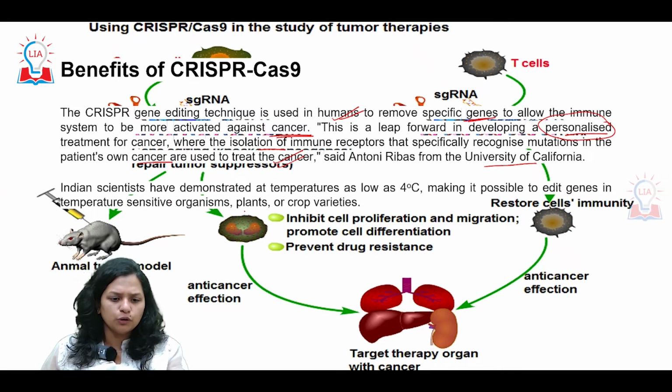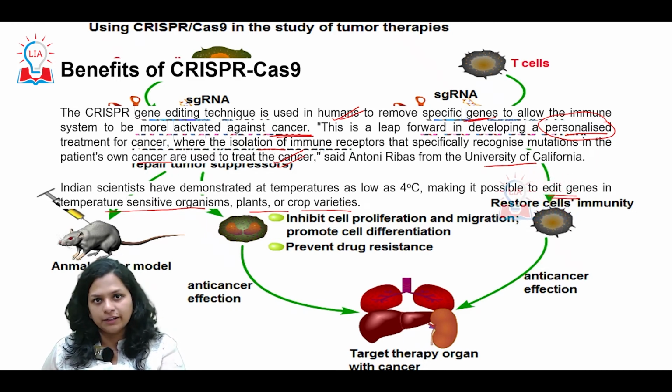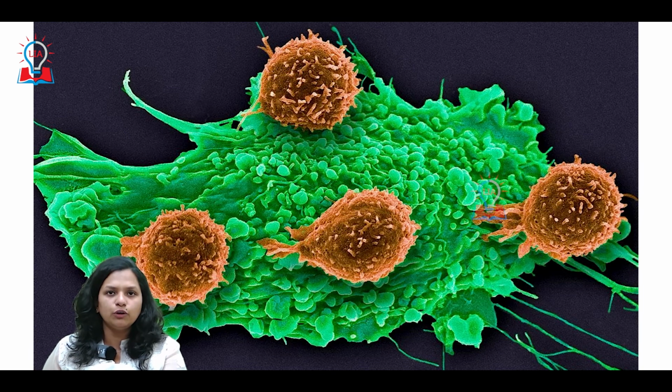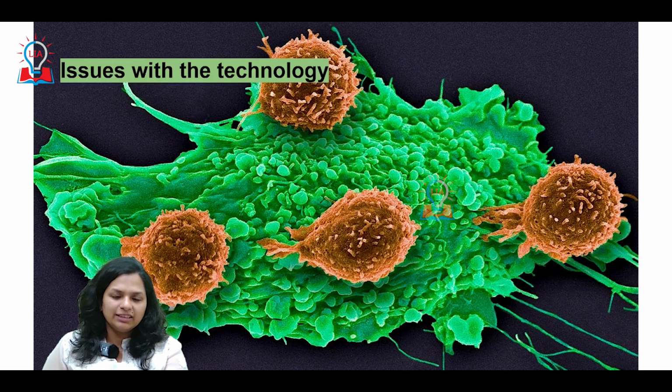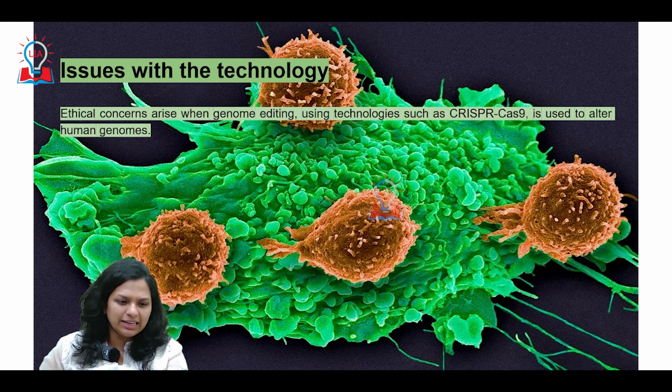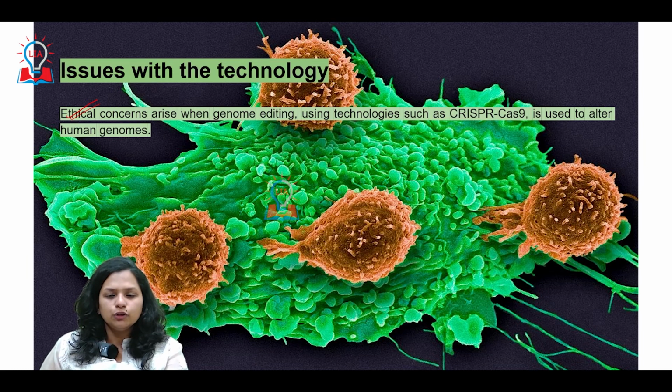In fact, we are also using it in India for a lot of temperature sensitive organisms, plants and crop varieties, and bring in the necessary gene edits which are required. So the benefits that we're looking at are absolutely enormous and amazing, but of course there are also some issues involved in the entire process. Firstly and very importantly, the ethical concerns, the way in which you are trying to alter the entire human genome.